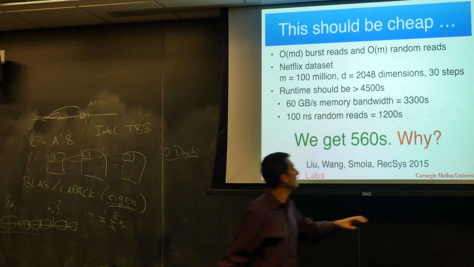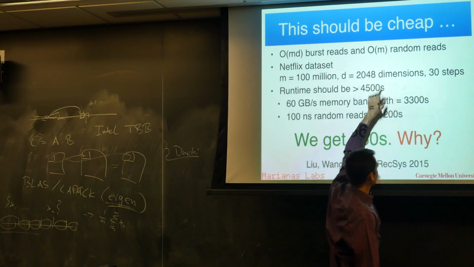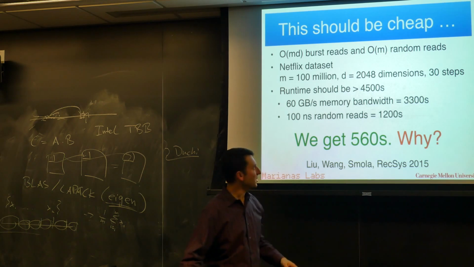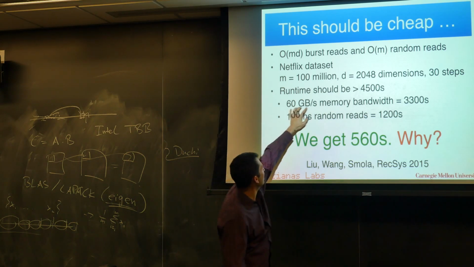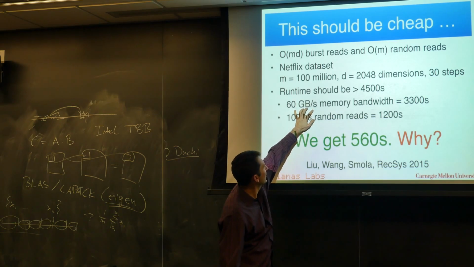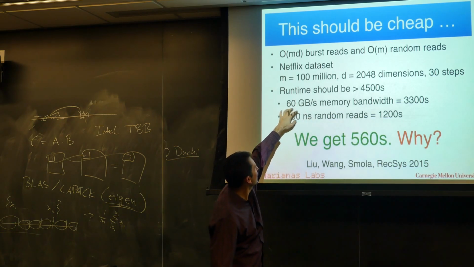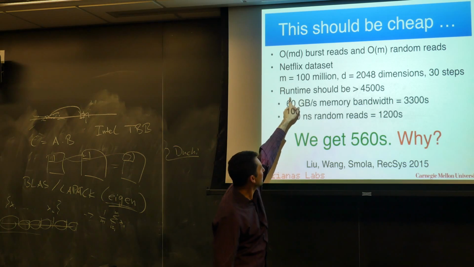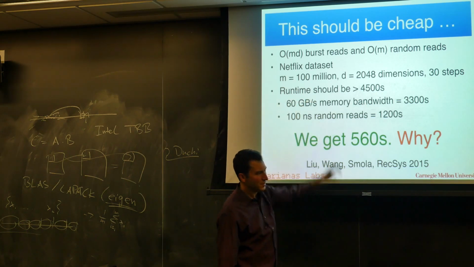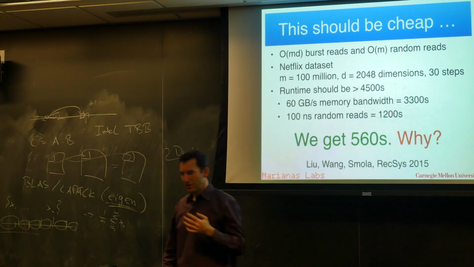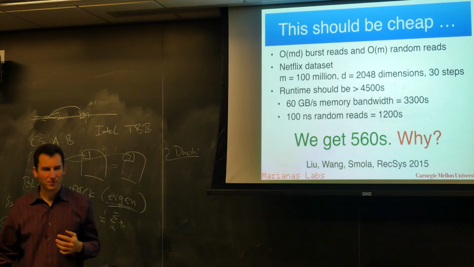So that's going to be the thing that really hits us for the burst. Sorry, for the random memory lookup. So if you do the calculation for 60 gigabytes per second memory bandwidth, let's say we're using doubles, and Netflix has about 100 million observations, 2048 dimensions, 30 iterations. Well, this takes about 1.5 hours, just based on the memory on its own.